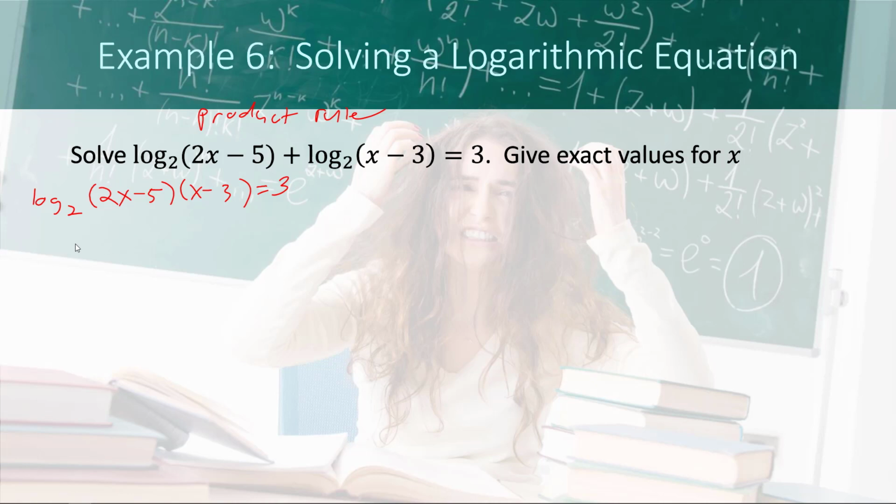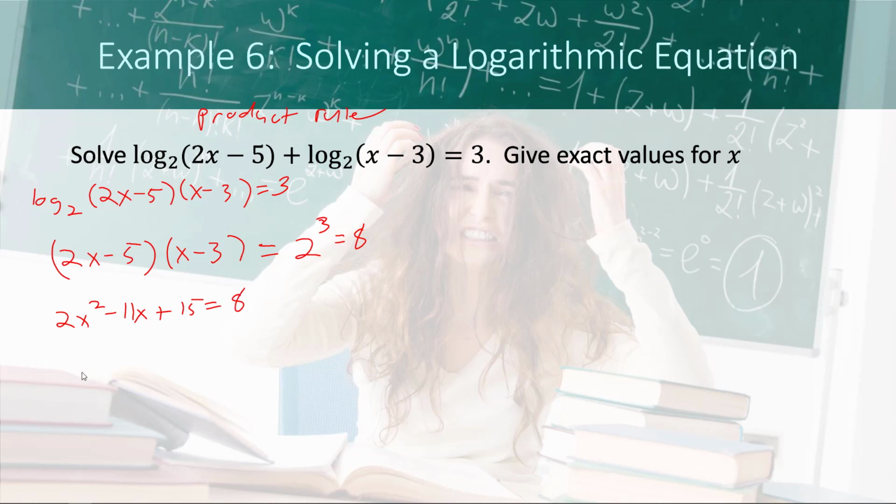We can now go ahead and consider the equivalent exponential problem, and if we do, we will have that the argument of the log, which is 2x minus 5 times x minus 3, must be equal to the base, which is 2, raised to the third power, and of course that is equal to 8. We can go ahead and expand this out, and we will have 2x squared minus 11x plus 15 is equal to 8.